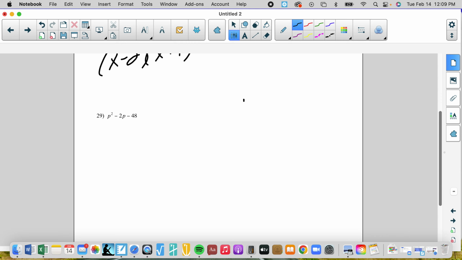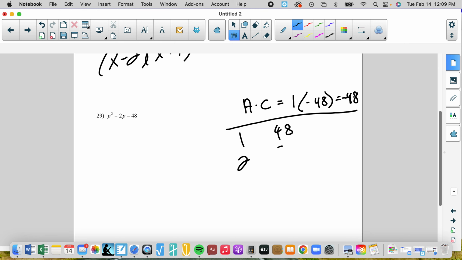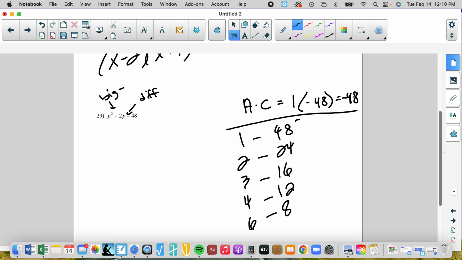48, not a perfect square. A times c, 1 times negative 48. 1 and 48, 2 and 24, 3 and 16, 4 and 12, 5, no, 6, 8. Signs are different, and the bigger is negative. So I'm going to throw negatives down on this right side because all of these numbers on this side are going to be bigger than all the numbers on this side.